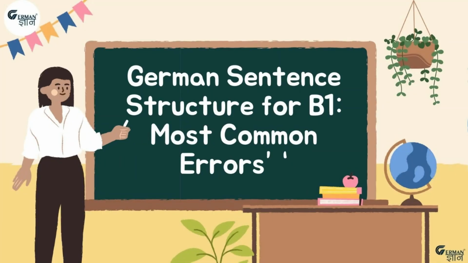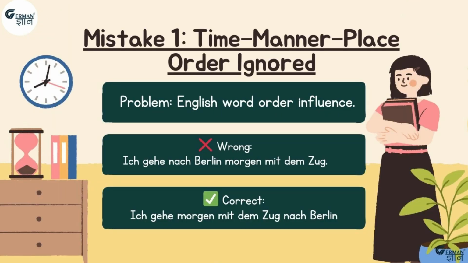Let's go! Common sentence structures for German B1 level. The first mistake which students make is that they place elements in the wrong places. For example, in a sentence, you don't only have subject, verb and object. You still have many elements like time, manner, place or reason of doing something. So, if you are writing Ich gehe nach Berlin morgen mit dem Zug, then your sentence is completely wrong because in the sentence you are first writing location, then time and then manner of doing something, but the correct order is that first you write time, then manner, and then the place goes at the end of the sentence. So the correct sentence will be Ich gehe morgen mit dem Zug nach Berlin.